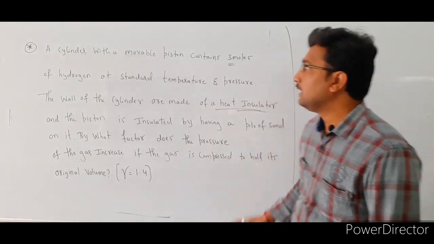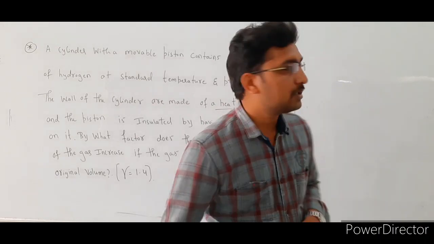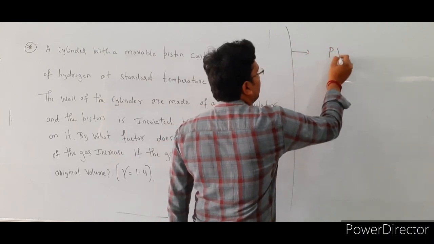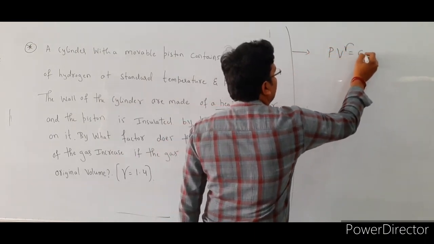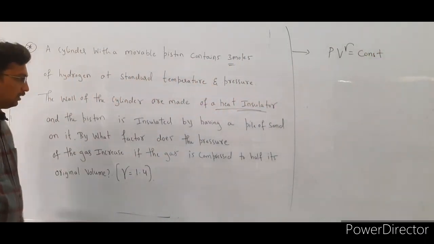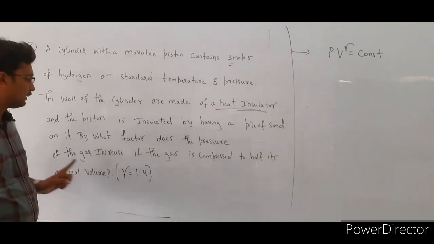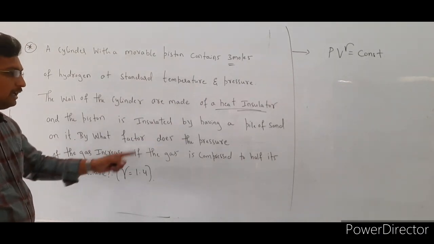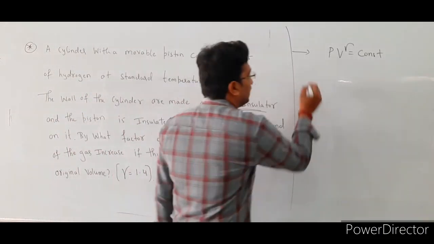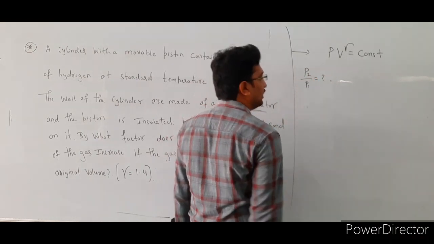Okay, see here in this problem, they are given the cylinder is made up of a purely bad conductor of heat. So then this is the adiabatic process. In adiabatic process the equation is PV raised to gamma is equal to constant. In this case we are going to find out by what factor the pressure of the gas increases if the gas is compressed to half of its original volume. We are going to find out P2 by P1 is equal to question mark.